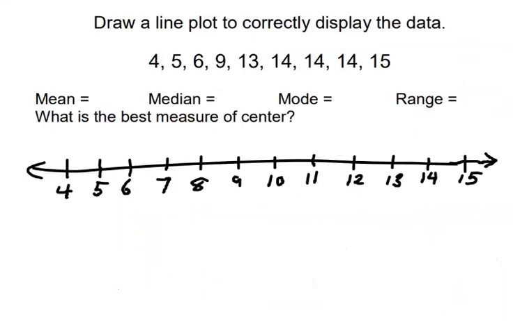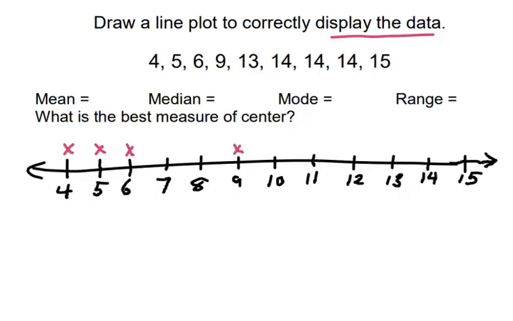Draw a line plot to correctly display the data. All right, so here we go. Here's our data. We have a 4, 5, 6, 9, 13, 14, 14, 14, and 15. There's our data. So let's go ahead and plot that. How many 4s do we have? We have 1 4. So I'm just going to put 1 x there. We have a 5, so we're going to put 1 there. We have a 6, so I'm going to put 1 there. We have a 9. We don't have a 7 or an 8, but we have a 9. So I'm going to put 1 there.